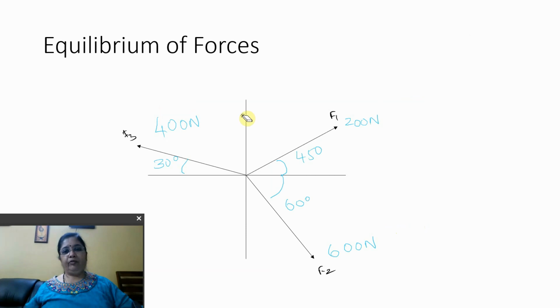Now, equilibrium of forces. So I have three forces here. I have labeled them F1, F2, F3. So this will also be in order theta 1, theta 2 and theta 3.